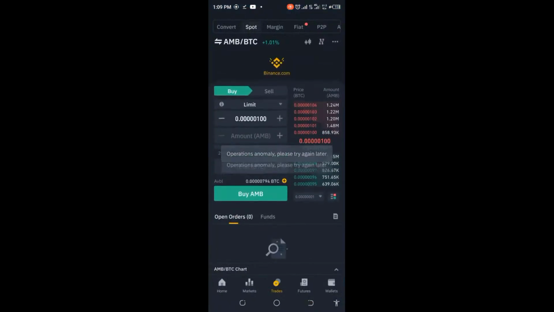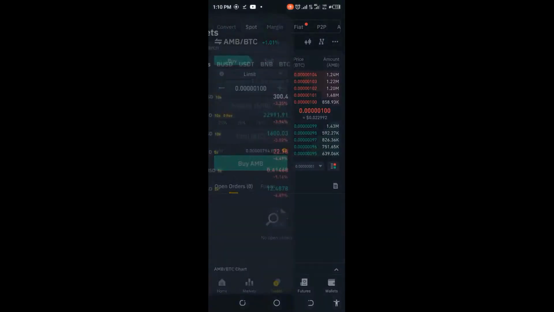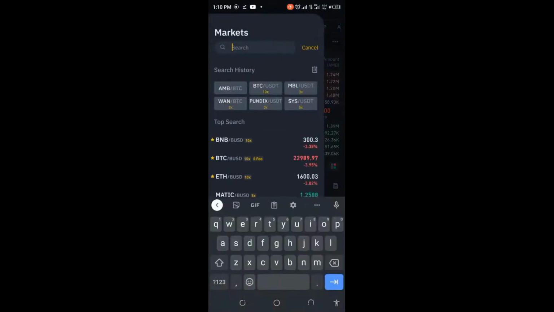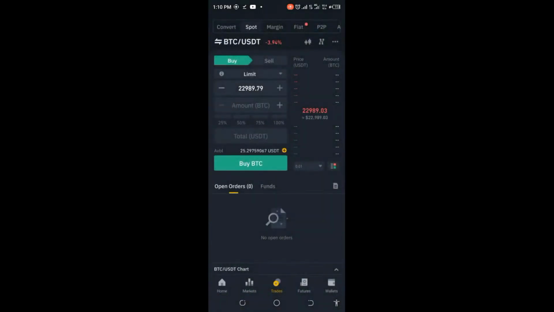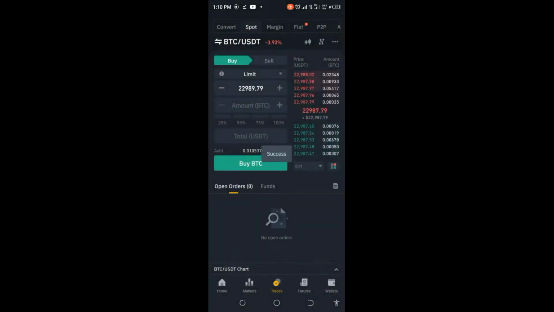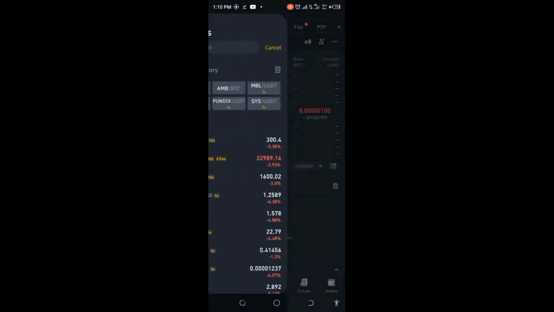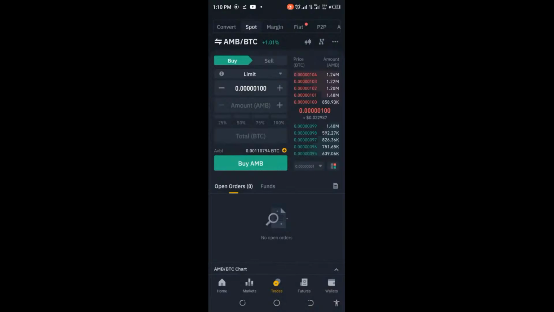Okay, so let me just make sure I check this out. Let's go ahead and try to get some BTC. So we have to get BTC USDT. Let's get that. What we want to do now is buy 100% of that, and we just buy that immediately, and I'm sure that will go awesome. So we've done that. So we go back to AMB BTC, and then we go ahead and purchase that.